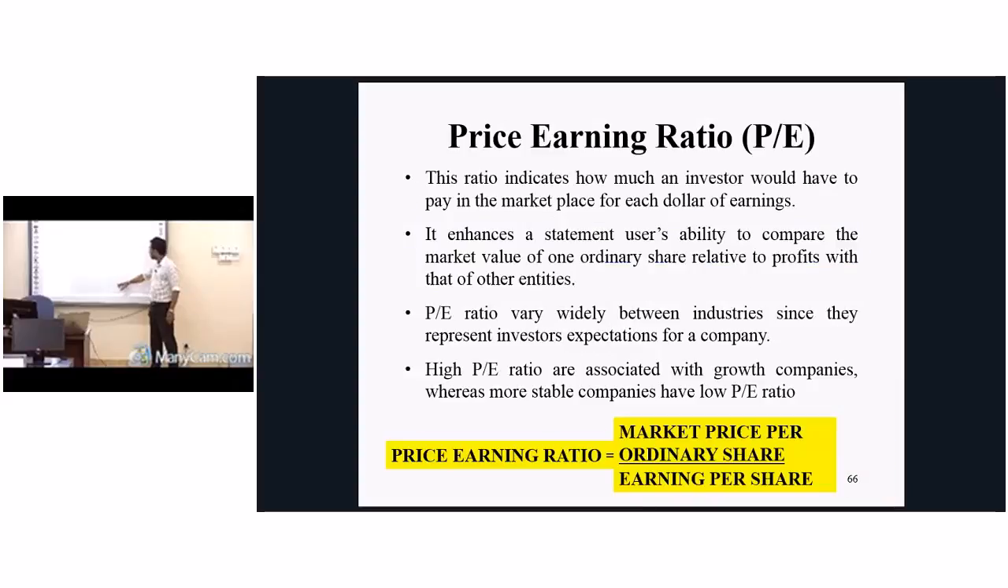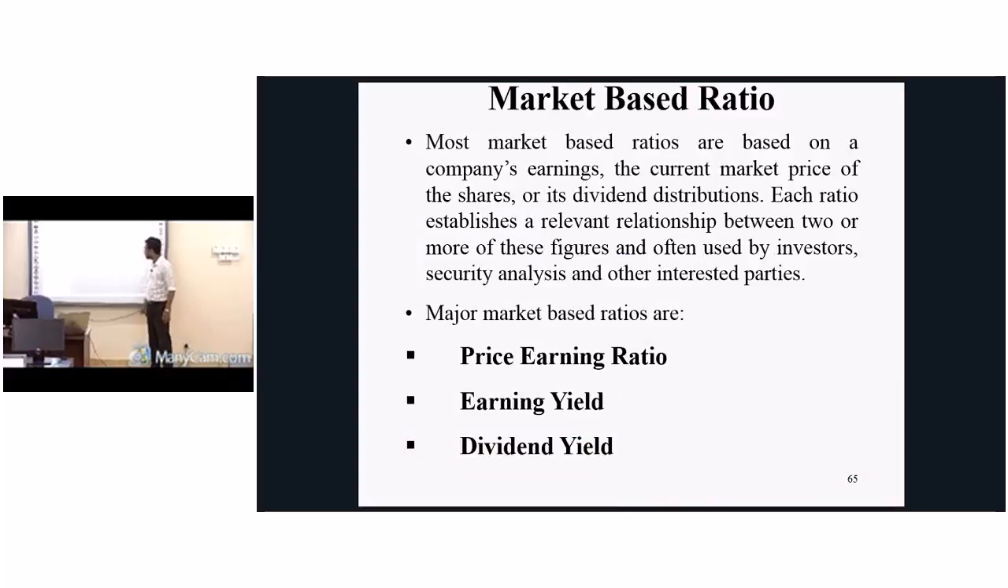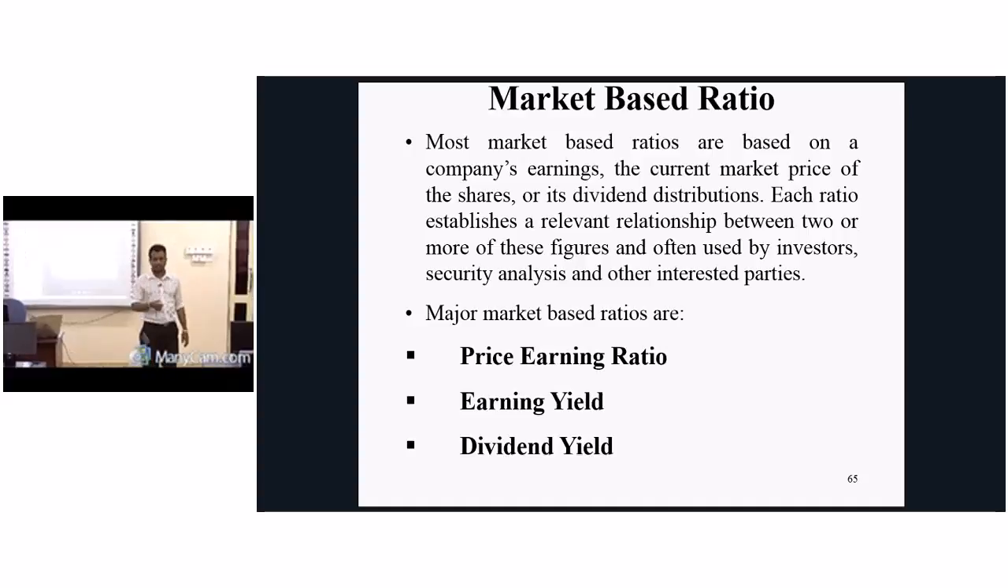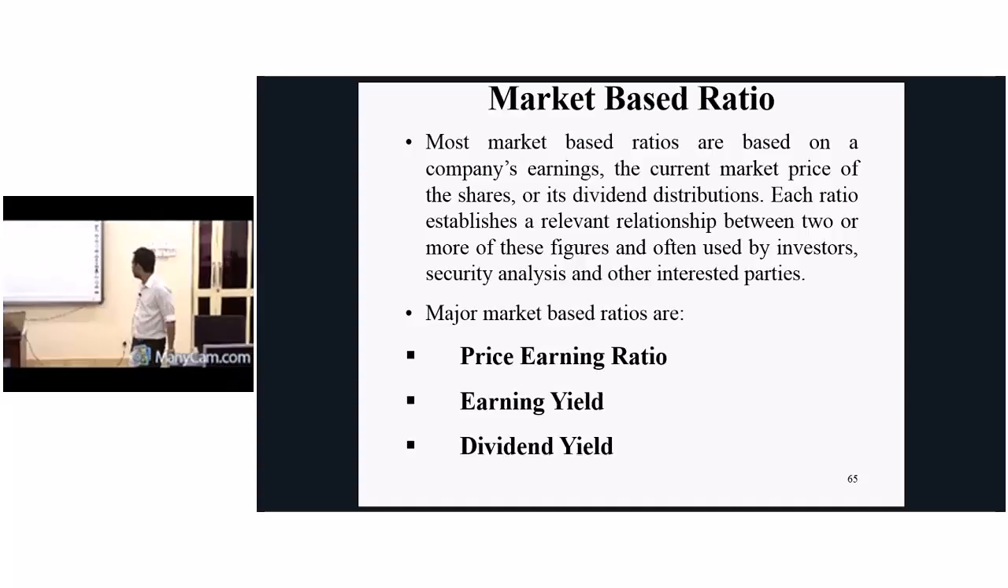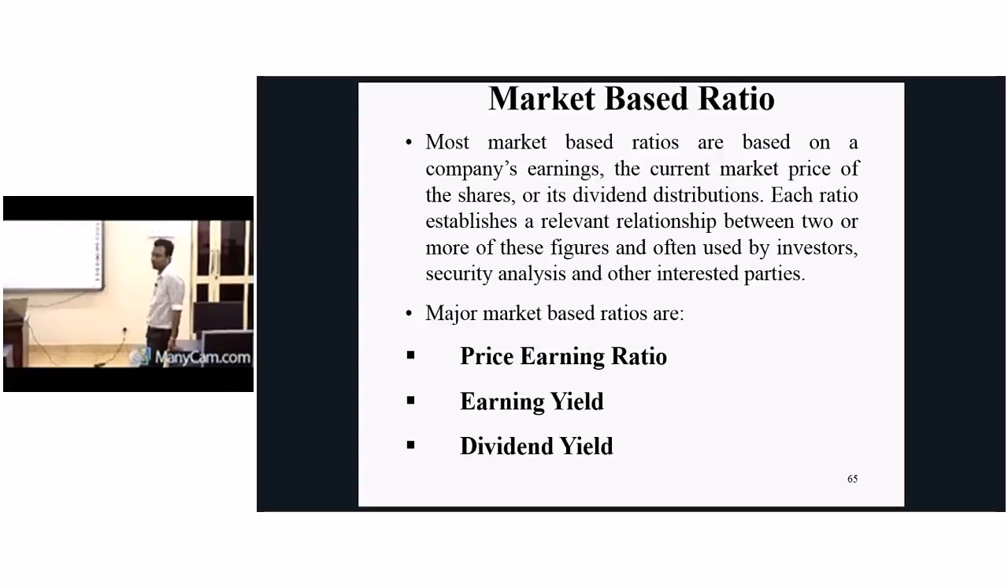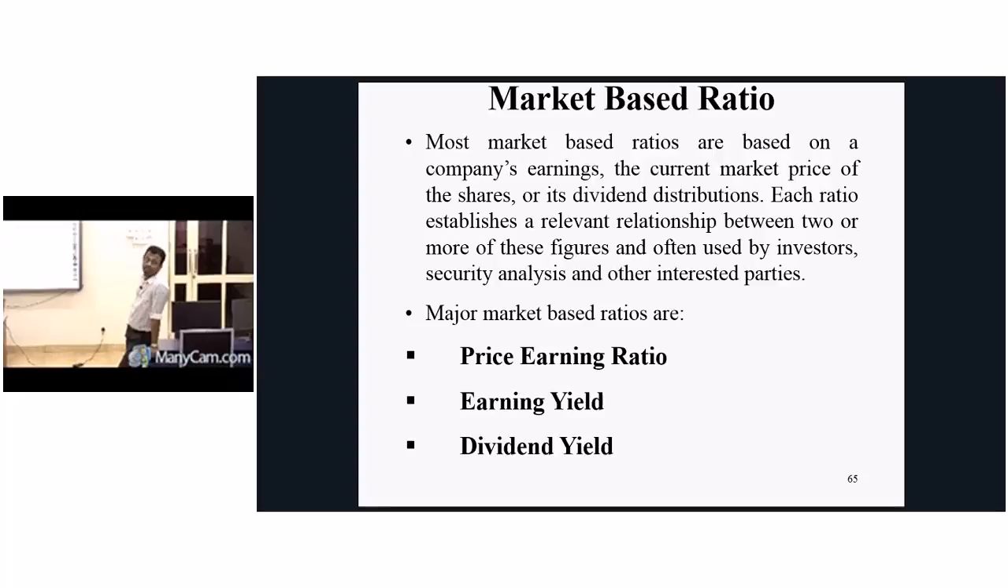There are market based ratios. Hope you can remember these: earning yield, dividend yield, earning per share, dividend per share. How to calculate earning per share? Total profit after tax minus preference dividend, because we have to subtract preference dividends if you have, since there is a fixed commitment to pay them. Profit after tax minus preference dividend divided by number of ordinary shares.